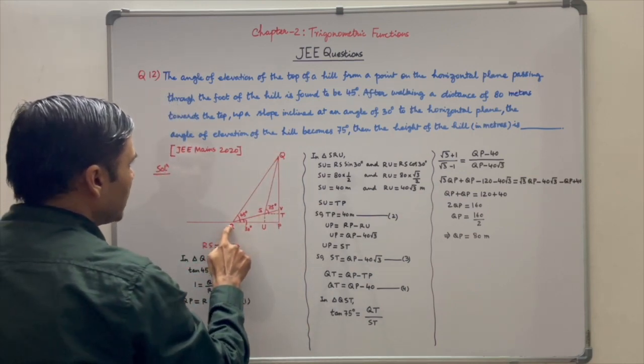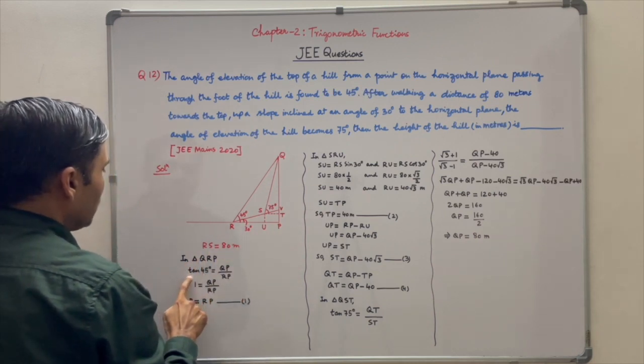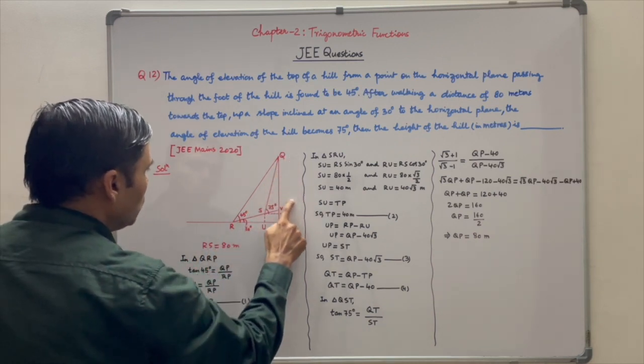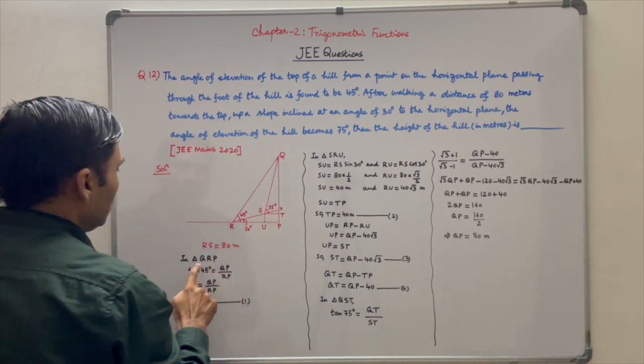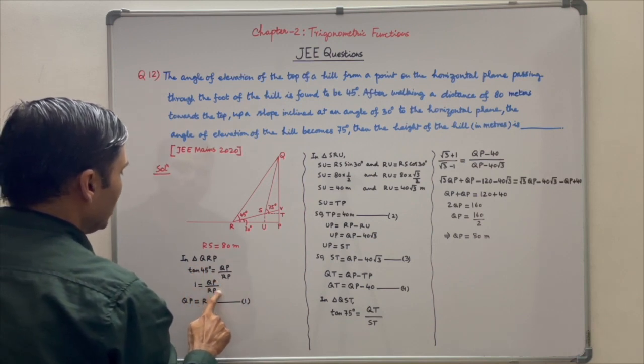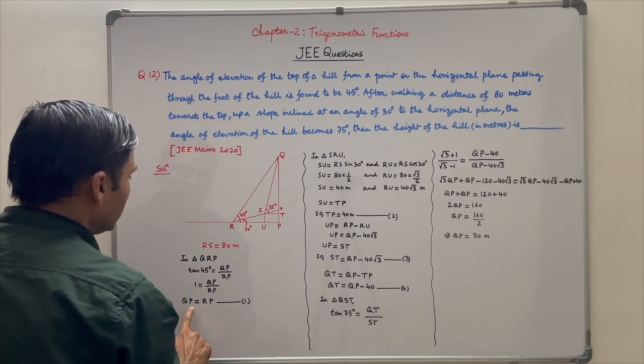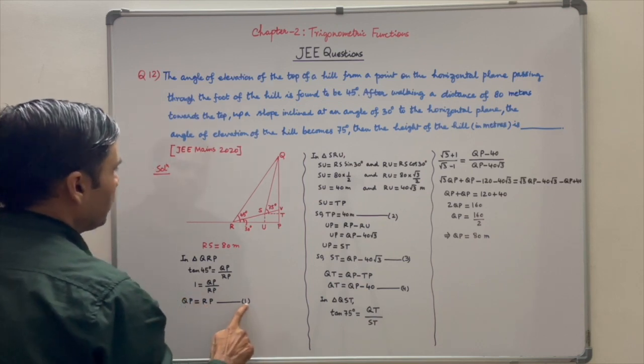In right angle triangle QRP, tan 45 is equal to QP upon RP. Value of tan 45 is 1. So 1 is equal to QP upon RP. That is QP is equal to RP. This is our first equation.